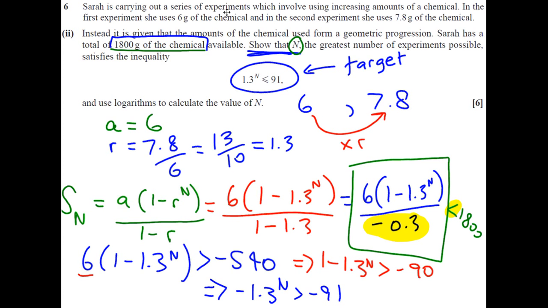Now we think this is our target up here. We've got something very similar. We're just going to times by -1 to get 1.3^n less than 91. Okay, so we've done the first bit. We've shown this. But read the rest of the question. Always check you've answered it all.